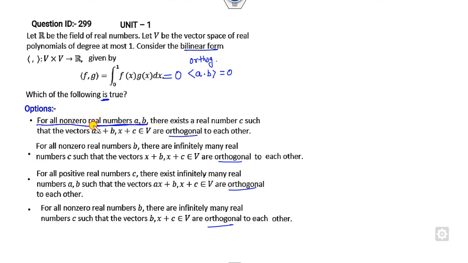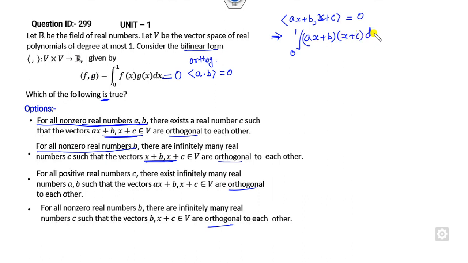This is given to you. If you look at this option, what is the difference between them? They are taking only the case where A is equal to 1, and you can clearly see that here. Anyhow, let's start with the first case, AX plus B and X plus C. Your target is to make the inner product 0. What is the meaning of that? You can take the integration. So we have to find the values of A, B, C.